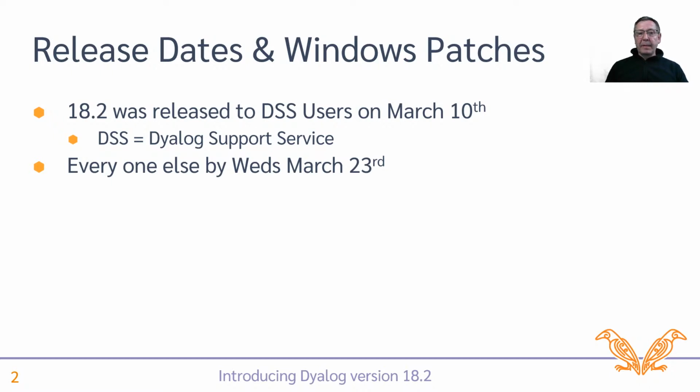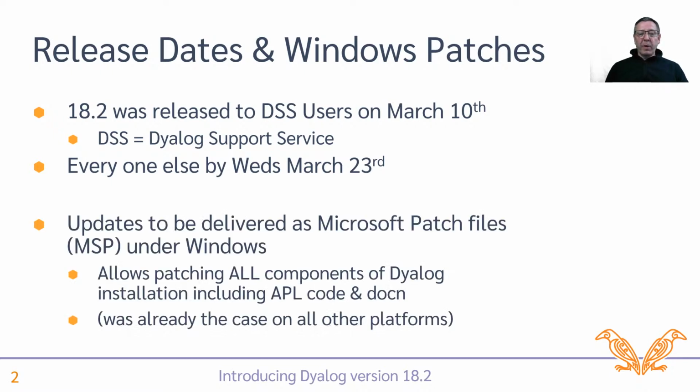One of the reasons why we've held it for everybody other than the support users is that we found a little glitch. Although we now have, with version 18.2, a new patch mechanism under Windows, which means that on all platforms now, this was already true on all the other platforms than Windows. But now from 18.2, we're using Microsoft patch files under Windows, which means that we can update all parts of a Dyalog installation, including APL code, documentation, and so on, where the old patch system under Windows only updated executables.